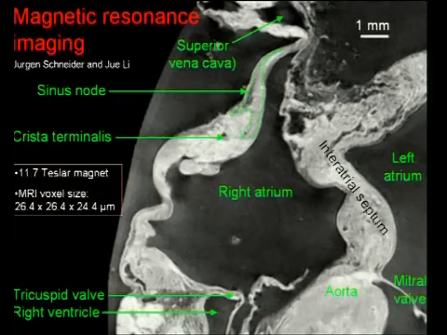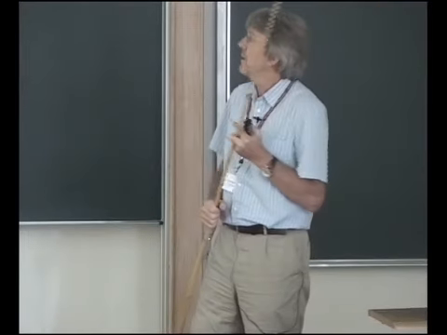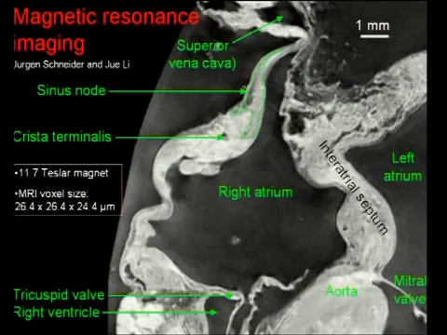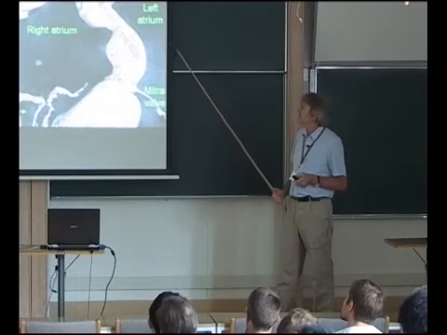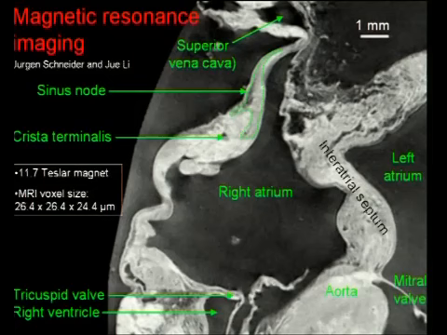Now, a more recent model instead is based on high-resolution magnetic resonance imaging, and this was carried out by Jürgen Schneider at the University of Oxford. And we have used this to construct an anatomical model of the entire right atrium of the rabbit heart. So this is an example of one of these images.